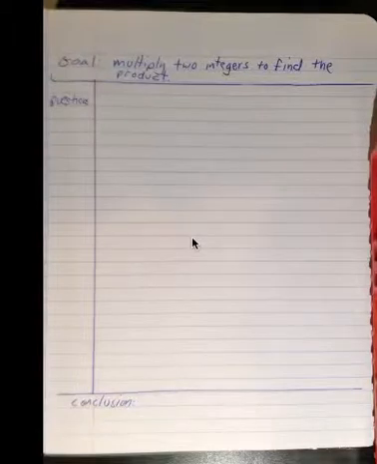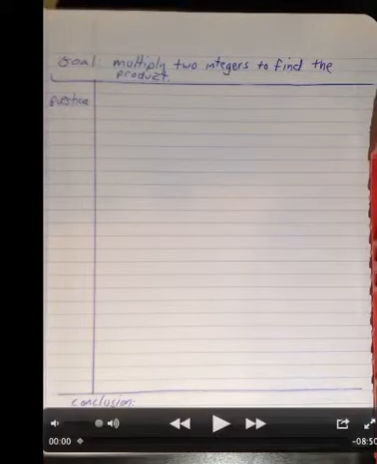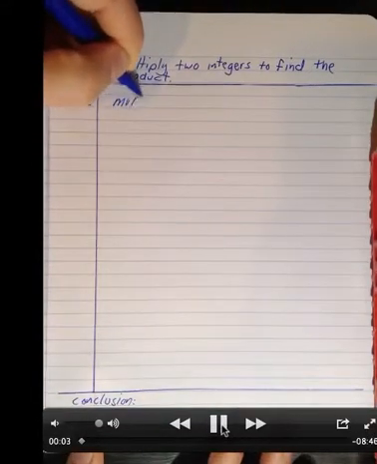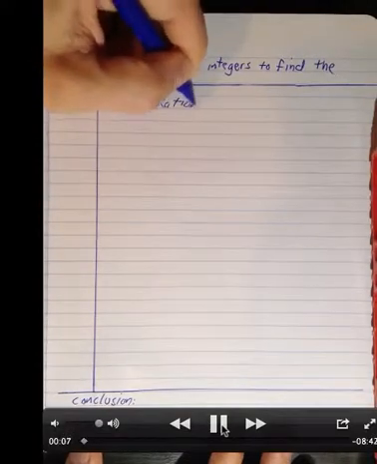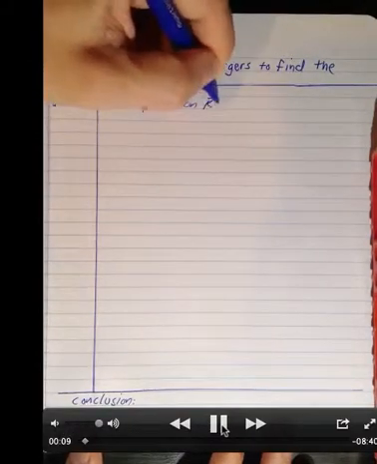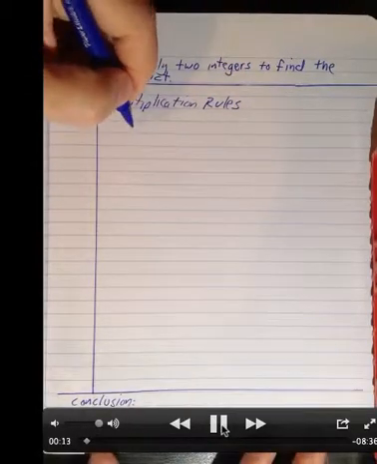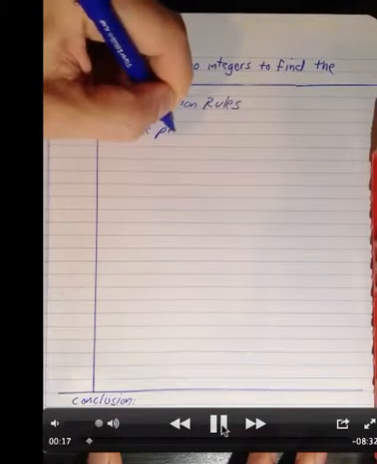To find the product. That's our goal, is to multiply two integers to find the product. So set your notes up, and I think that you'll find today's lesson easier than adding and subtracting integers. The multiplication rules are a little simpler.